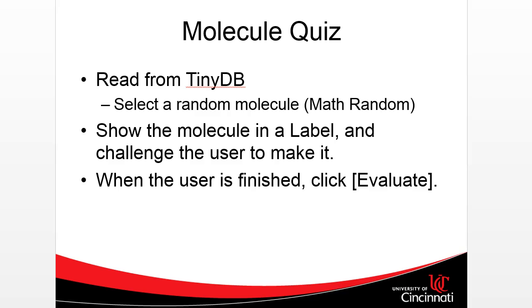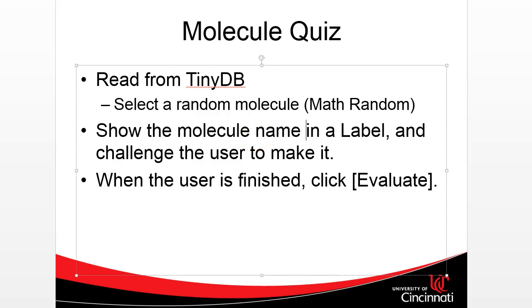Totally random. What we're going to do is show the molecule name in a label, like hydrogen peroxide or carbon dioxide. And then we're going to challenge the user to make it. So when the user makes it, he or she is going to drag the appropriate elements into the image sprite. And then the user will click on evaluate. And then we need to say, hey, did you drag exactly the right elements in?